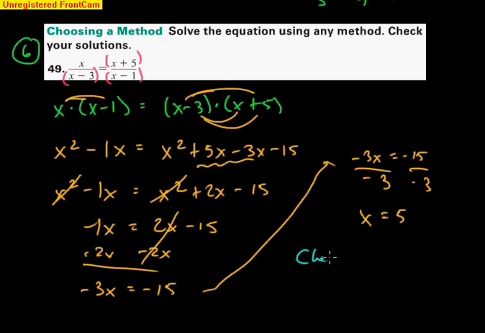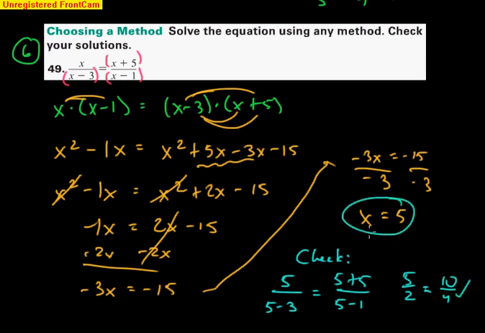And now again, you're not done until you check. So let's check to see if that is a solution. So we have 5 over 5 minus 3 equals 5 plus 5 over 5 minus 1. And this comes out to be 5 over 2 equals 10 over 4. And if you cross multiply, 5 times 4 is 20, 2 times 10 is 20, 20 equals 20, or 5 divided by 2 is 2.5, 10 divided by 4 is also 2.5. So 5 is an answer. Again, what you're doing is just checking to make sure the denominator does not become 0, and this value does not make it.